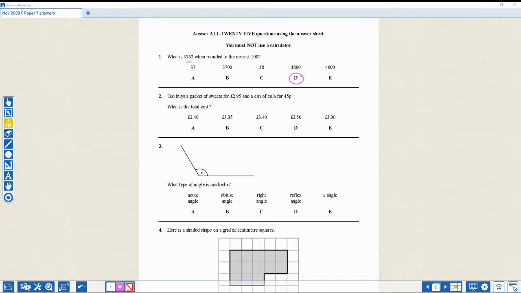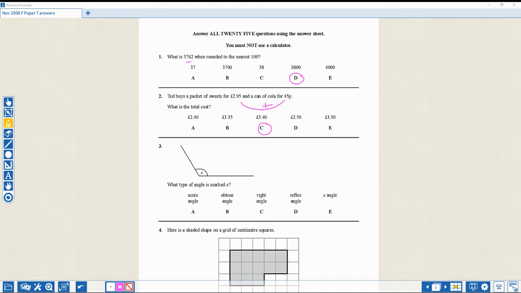Question number 2, Tim buys a packet of sweets for £2.95 and a can of Coke for 45 pence. What's the total cost? So you need to add these two together. If you add 5 pence, you get up to £3, and another 40 is £3.40. You can also use coin addition to check if you need to.